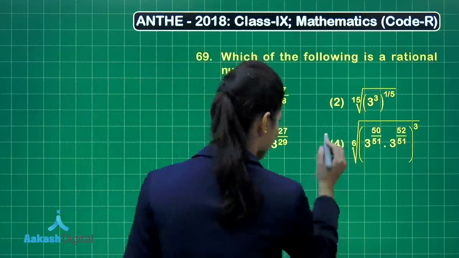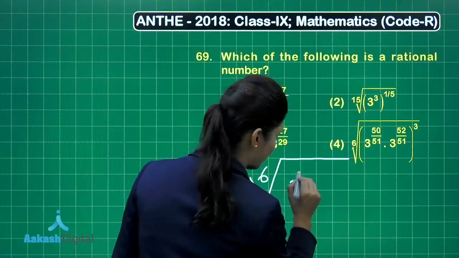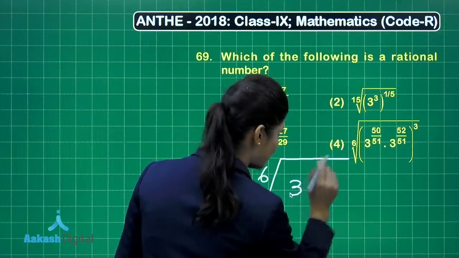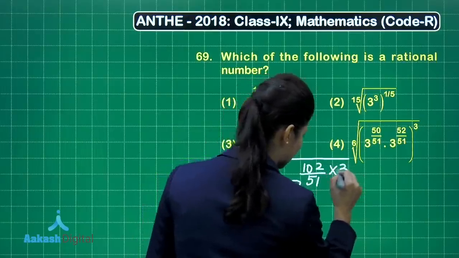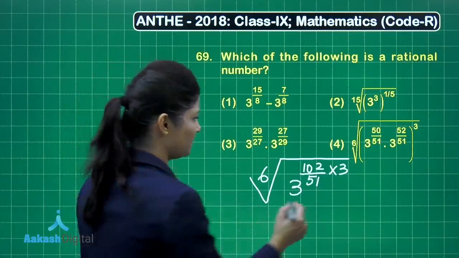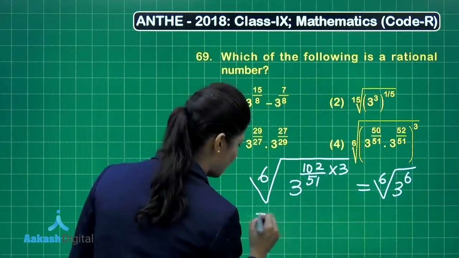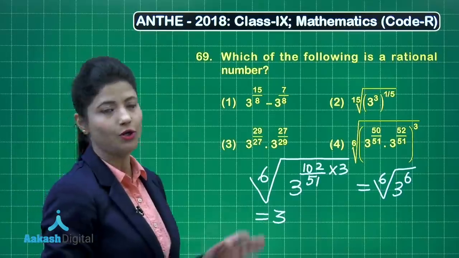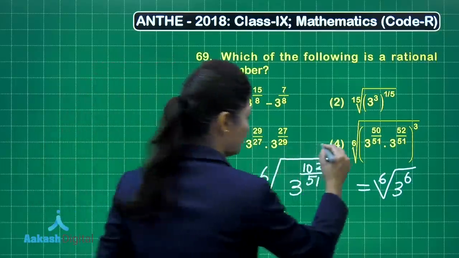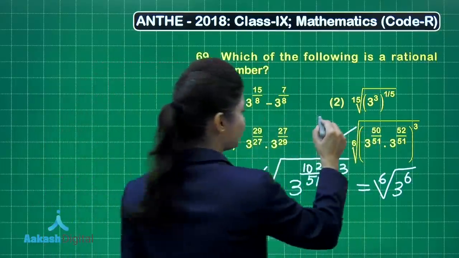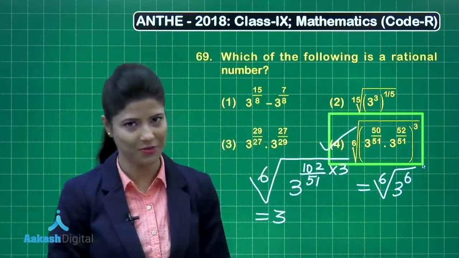But here when we come to option number 4, this is 6th root of this expression where same bases are taken as product, so power gets added up and you get here 102 upon 51 raised to the power 3. So this is clearly simplified, and when you simplify this, here this becomes 6th root of 3 raised to the power 6. So finally you will obtain here answer as 3. So in other cases I am not getting a rational number as answer. That is only obtained in option number 4. So here I get the correct answer as option number 4. I hope it is clear to you. Let's proceed to our next question.